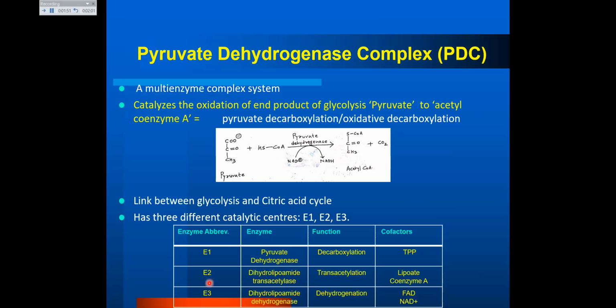E2, the enzyme known as dihydrolipoamide transacetylase, performs the function of transacetylation, which means transfer of the acetyl group, and the cofactors required are lipoic acid or lipoate and coenzyme A. And E3, called dihydrolipoamide dehydrogenase, has the main function of performing dehydrogenation, and the cofactors required are FAD and NAD+.